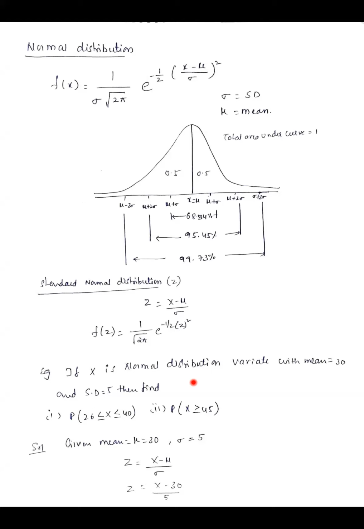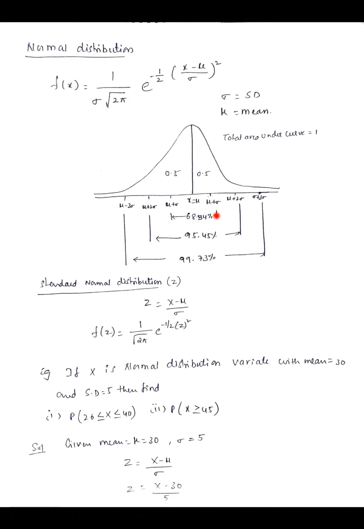Generally, the normal distribution can be represented as a curve in the shape of a bell. The total area under the curve is 1, so it is equally distributed to the left and right sides, 0.5 and 0.5. Clear? In the middle, x equals mu. From mu minus sigma to mu plus sigma, the percentage will be 68.34. Always that percentage will be the same.